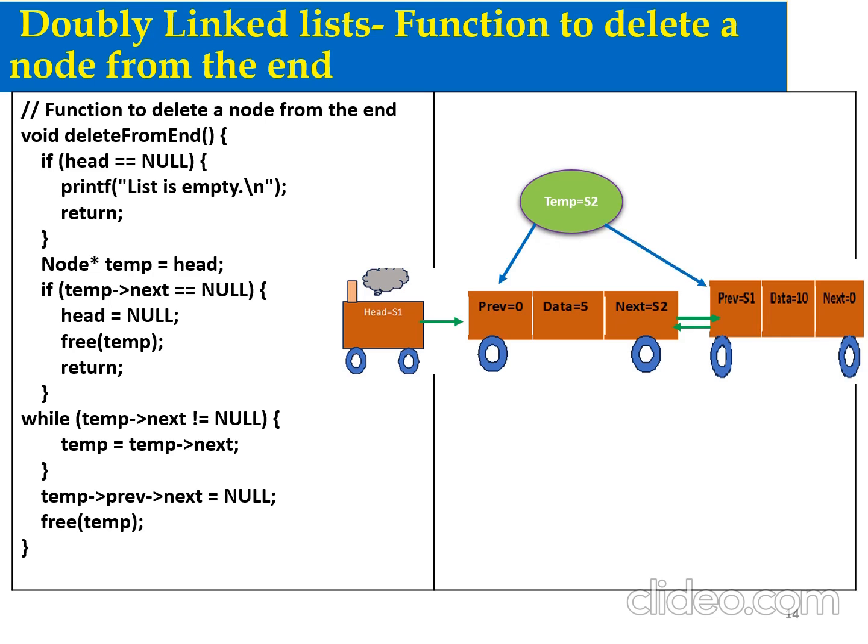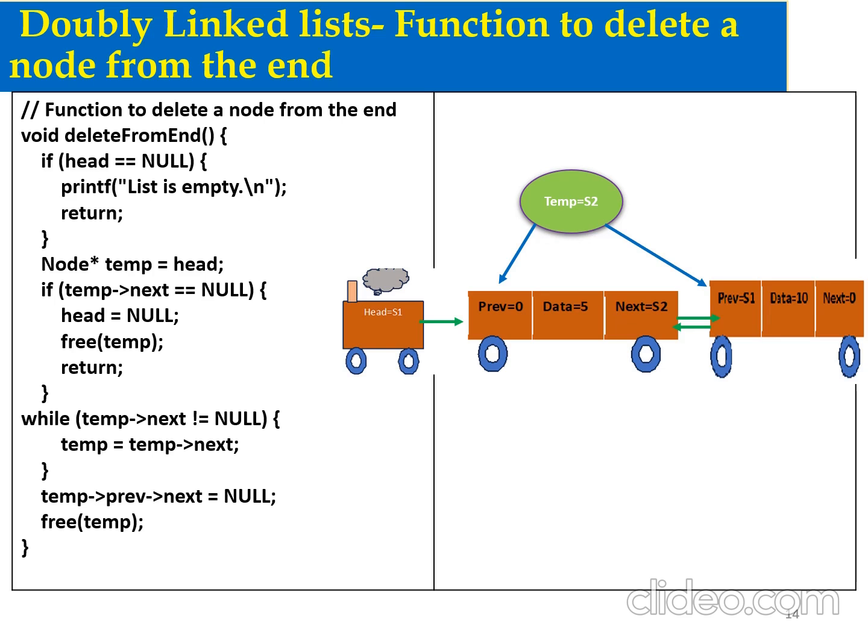Then now you have to check this one. So again check the while loop. While loop will be done. Is temp of next, temp is S2, is S2 of next not equal to null? No, it is equal to null. So we will come out of this while loop. So we should not move further. So we got the last node.